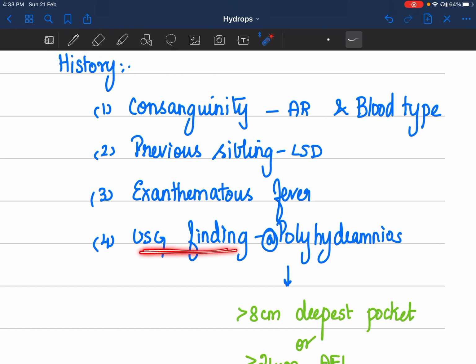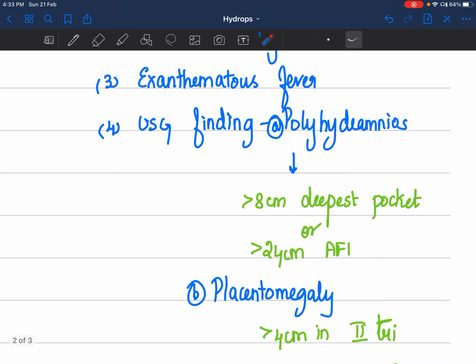Ultrasound findings. After asking at least these basic histories, you will ask for ultrasound. What are the things you are going to check in ultrasound? Most of the hydrops fetalis are associated with polyhydramnios. Polyhydramnios is defined as more than 8 centimeters in the deepest vertical pocket that you record, or amniotic fluid index of more than 24.